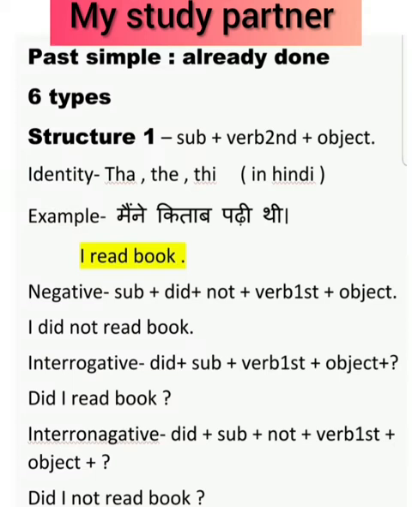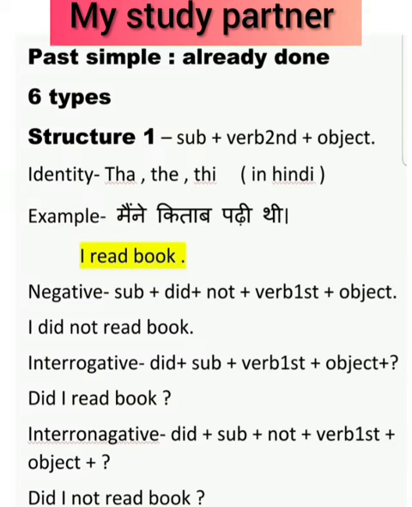Past simple is all about which is already done. The thing which is already done, we say in the past simple, in the past tense. So in the past simple, again we have the same thing. Like in the present simple, we have six types, just the same way, we have past simple in six types.